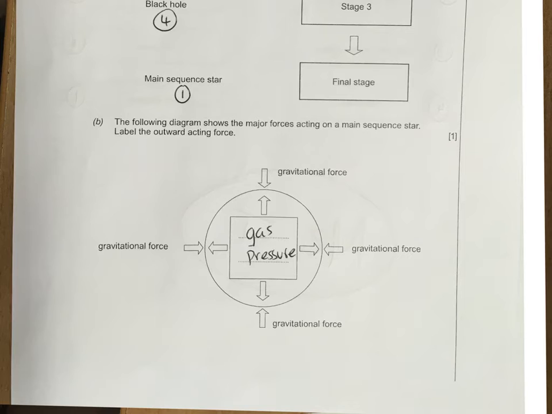Question 2b then. So it's showing you now the gravitational force acting in on a star, so pulling the star in. But what's acting against that is gas pressure, or we can say radiation pressure, which is the stuff that's acting against gravitational force. And this is going to link with when we do Newton's laws, because this star is a main sequence star, and it's balanced. The forces are balanced there.